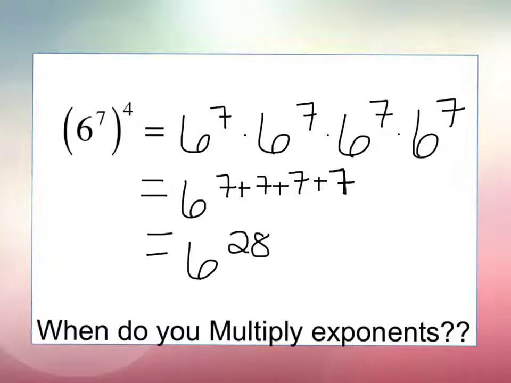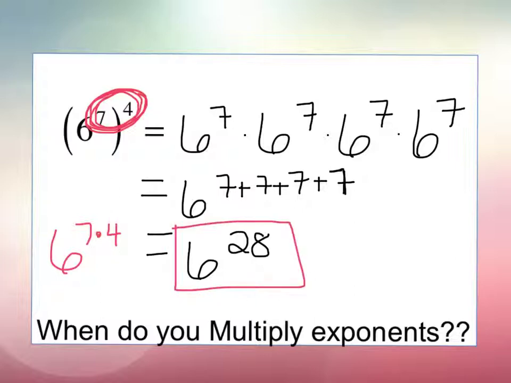So I think there's an easier way for me to do that instead of having to write all these steps. Whenever you have a power raised to a power, you just multiply the exponents. And for me to remember when to multiply the exponents, it's when I can circle them. So here I get 6 to the 7th times 4, which is the same thing as 6 to the 28th power. And this is my simplified expression.